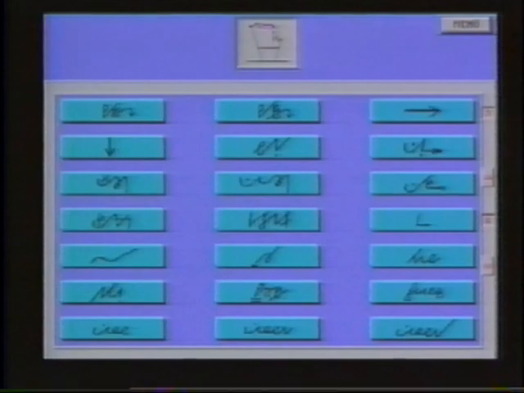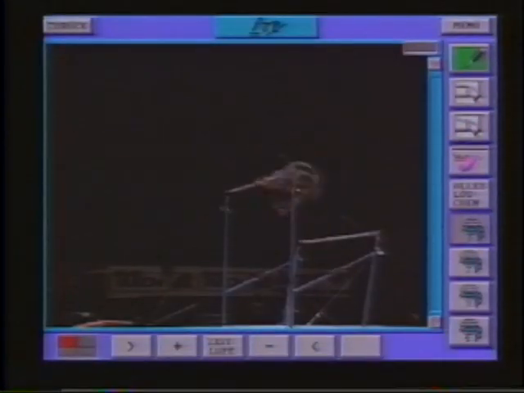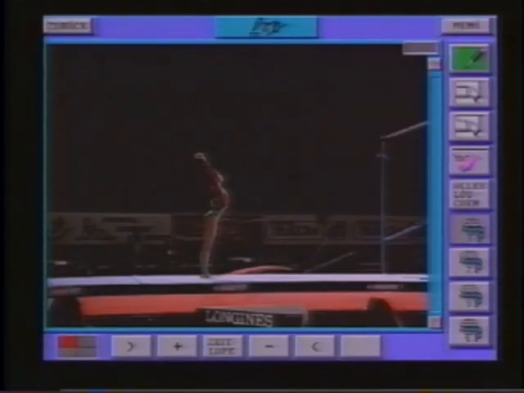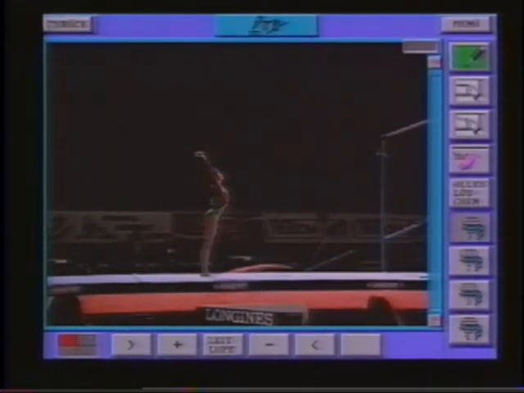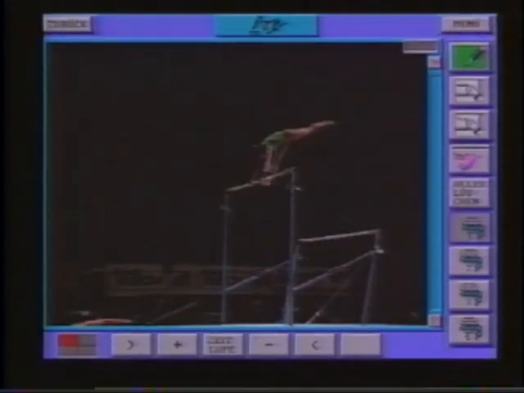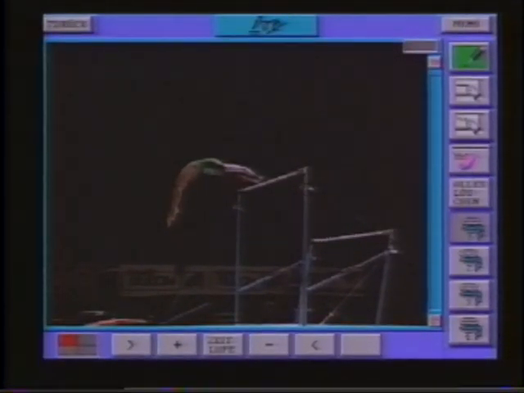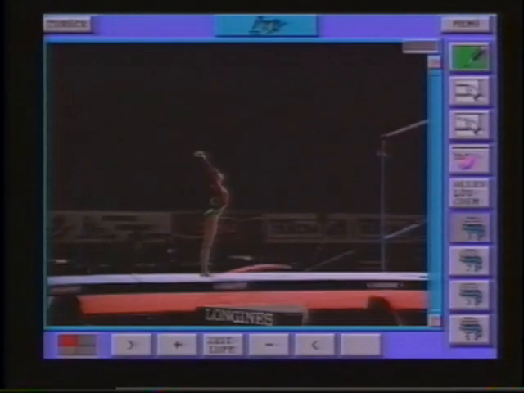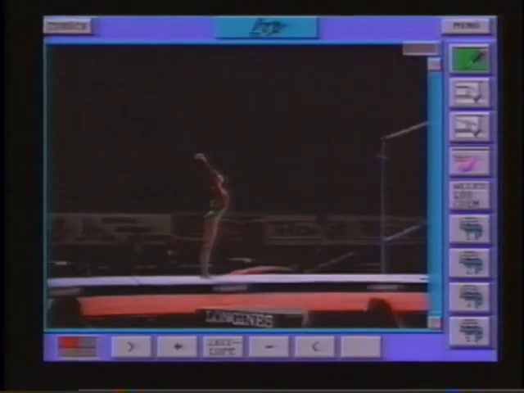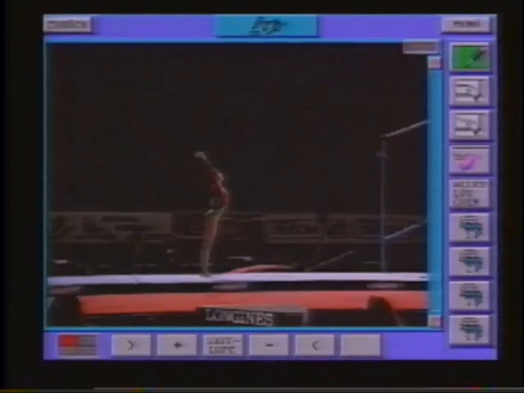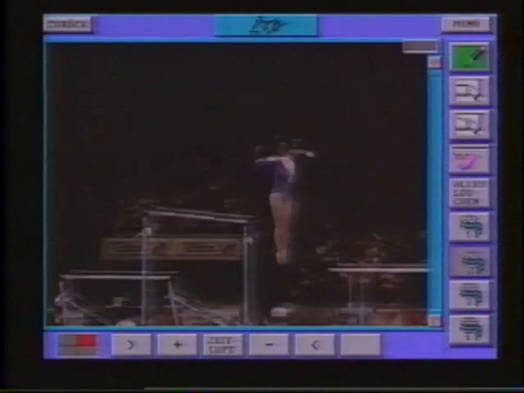Dismounts. Underswing with support of feet, salto forward pike with half turn, C. We are seeing a high flight phase with very good body tension, clear pike form, quick half turn, upright landing, small hop, minus 0.05.